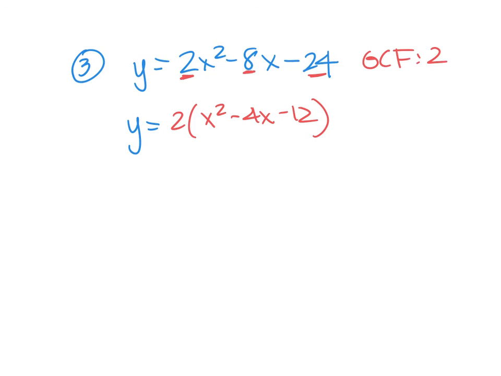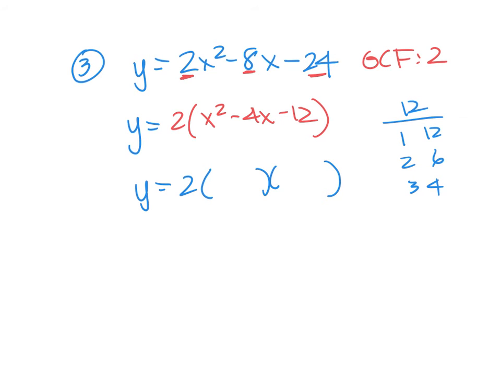Now, how does this go into intercept form? We have the 2 on the outside, and then we would factor this. 12, what are the possibilities? 1 and 12, 2 and 6, 3 and 4. Which one of those looks like it can get you to a 4? How about a 2 and a 6? This would have to be a negative 6 because we have a negative 4. So we're going to have x minus 6 and x plus 2.